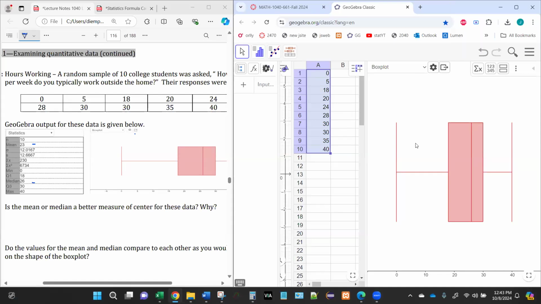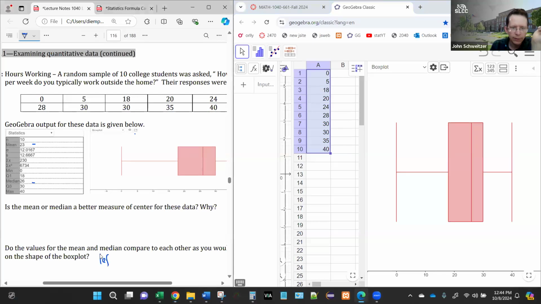Left. Yeah, 50% roughly is in here, and then the upper 50% is roughly in here. So it's denser on the right than on the left. It's more spread out on the left, which would indicate a left skewed graph, right? So we have a left skewed graph.